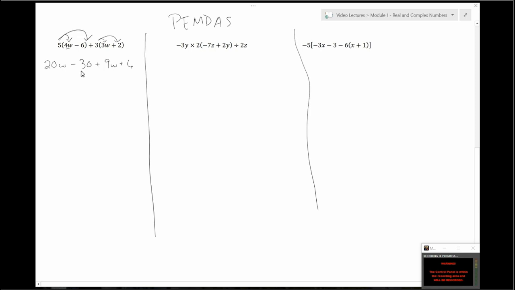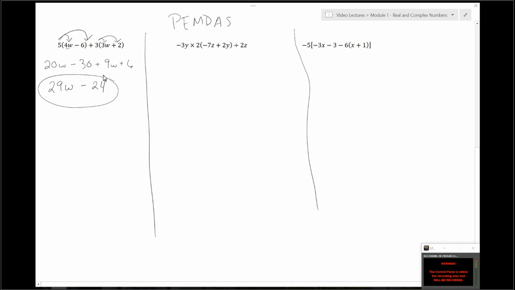So I have 20W minus 30. Well, I can't combine this. So now I have 20W minus 30 plus 9W. So the 20W plus 9W I can do something with. I'll get 29W. So now I have 29W minus 30 plus 6, and I can combine these to get negative 24.